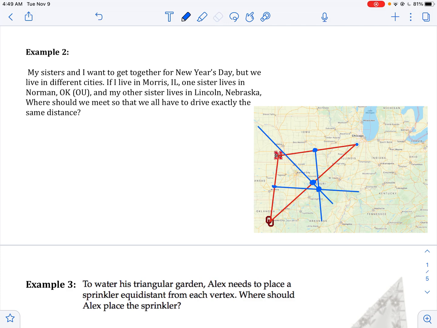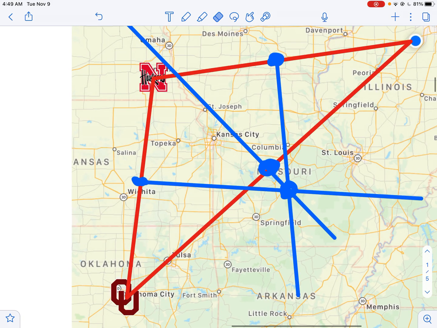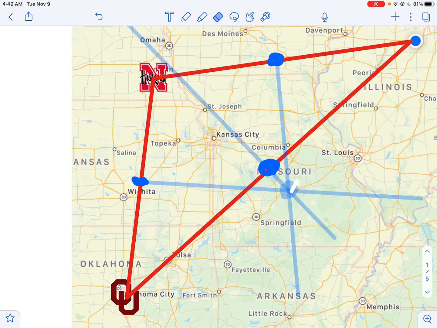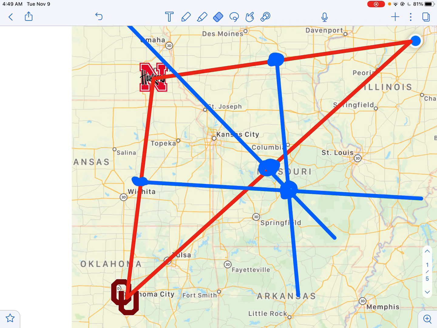But it looks like, what is that? Somewhere between Springfield and Columbia. Maybe right south. So directly south of Columbia, maybe. Somewhere in there, that city, whatever city that is, would be the right place for us to meet so that we all have to drive exactly the same distance.